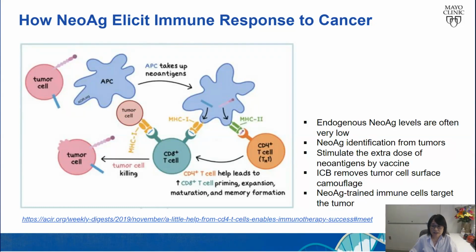However, endogenous neoantigen levels are often too low. So if we could identify what neoantigens a patient's tumor has and supply the extra dose by vaccine or other means, this exogenous neoantigen would train the immune system to look for tumor. The COVID vaccines work the same way. And when ICB removes the tumor surface camouflage, the trained immune cells can readily target the tumor.